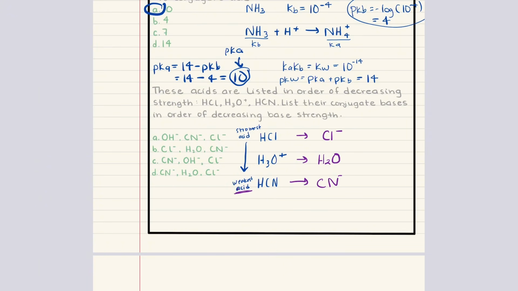The weakest acid on the list is hydrogen cyanide, so its conjugate base, the cyanide ion, is going to be the strongest base. Next comes hydronium, whose conjugate base, water, is weaker than cyanide ion, but stronger than the chloride ion. Finally, hydrochloric acid is the strongest acid, so its conjugate base, the chloride ion, is going to be the weakest base. So putting that in order, from strongest to weakest base gives us cyanide ion, water, and then the chloride ion. And that matches answer choice D.